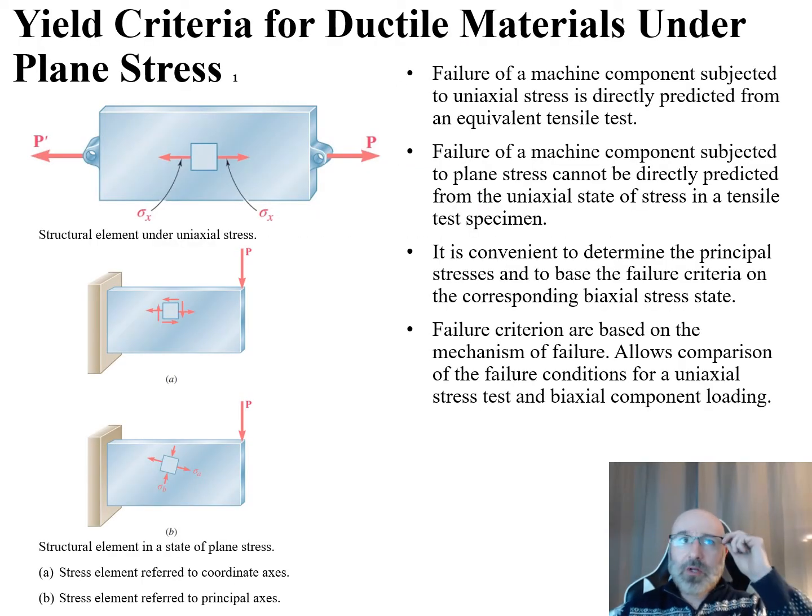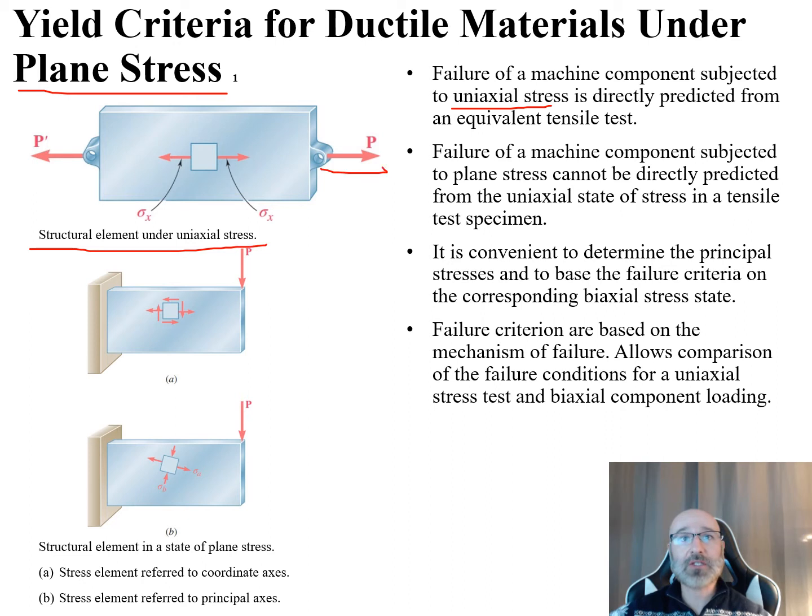So now let's talk a little bit about the yield criteria for ductile materials under plane stress. The failure of a machine component subjected to uniaxial stress. We're just looking here at this structural element under this uniaxial stress. You can see there's our load P and our load P prime. This is going to be directly predicted from an equivalent tensile test. So that makes sense. That's a typical setup for a tensile test.